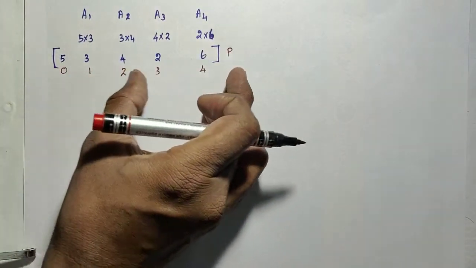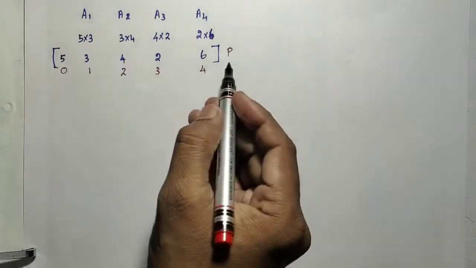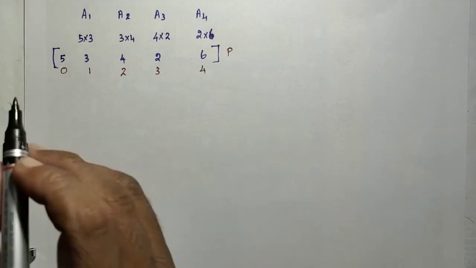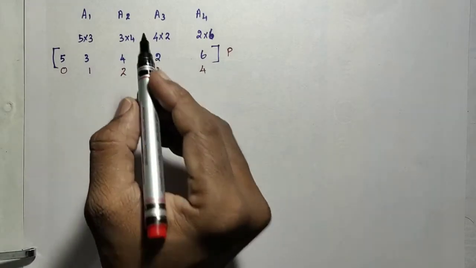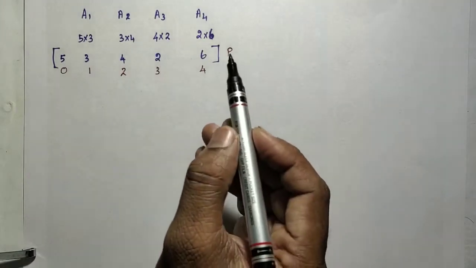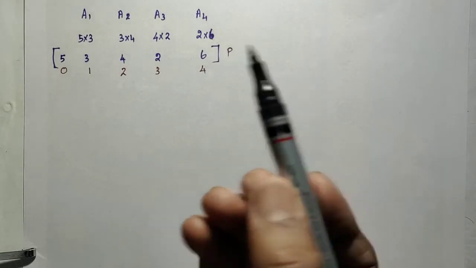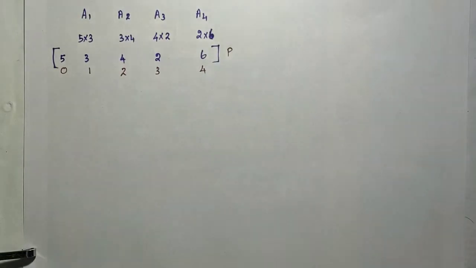Okay. P0, P1, P2, P3. A1 dimension is P0, P1. A2 dimension is P1, P2. A3 dimension is P2, P3. A4 dimension is P3, P4. Like that you have to assume it.